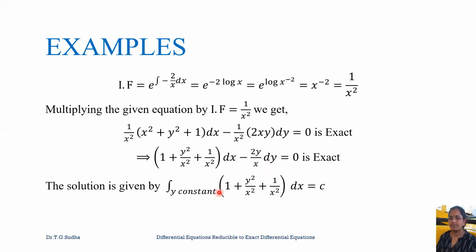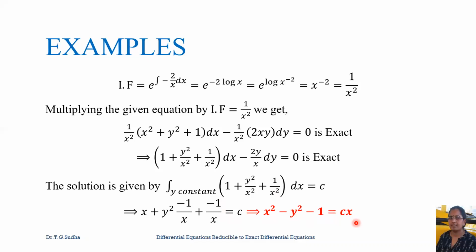Now let us integrate this, keeping in mind that y is constant. So when we integrate, 1 becomes x, y square is kept as it is, 1 by x square gives us minus 1 by x, plus 1 by x square once again gives us minus 1 by x, equal to c. Now multiplying throughout by x, we get x square minus y square minus 1 equal to c into x. And this is the solution to the given differential equation.